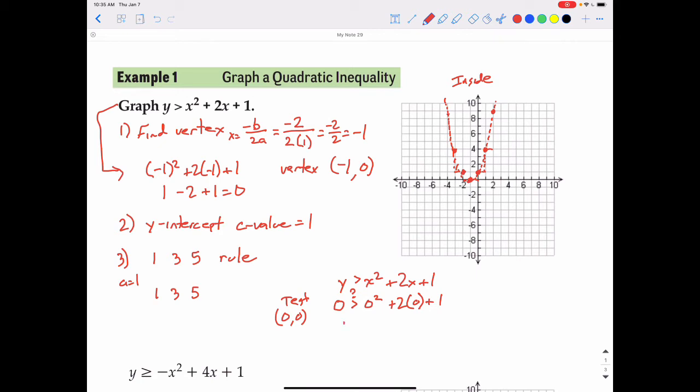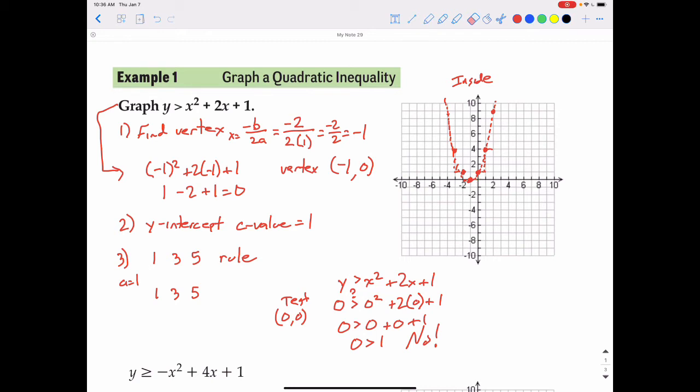Well, 0 squared is 0. 2 times 0 is 0. So that gives us 0 greater than 1. Is that true or false? Well, that is false. That is a big no. Well, 0, 0 was right here. I'll highlight it with a point here, just barely on the outside of the boundary. Well, that was a no.